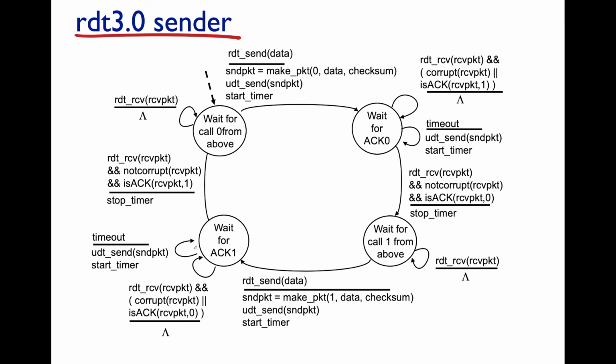The timer fires, meaning it took too long to get an acknowledgement. What do you do? You resend that packet stamped with sequence number 1 and restart the timer. So then you get your packet, RDT receive, from below.